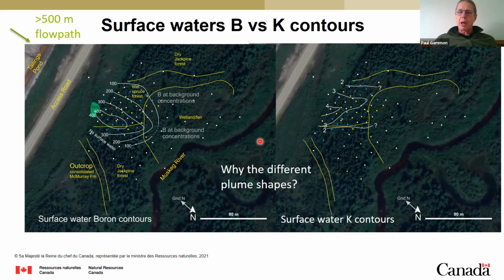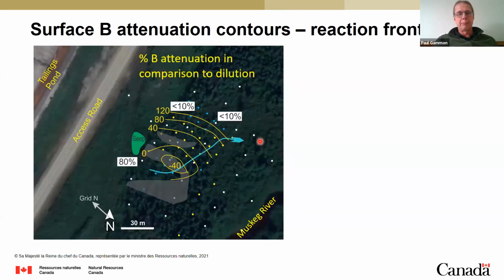Now, potassium is definitely more mobile, preferring the dissolved phase more than boron. So if you consider the potassium as a more reliable indicator of the dilution, then you can use these two against each other to start understanding what kind of attenuation rates you are looking at. And here's the attenuation contours for boron.